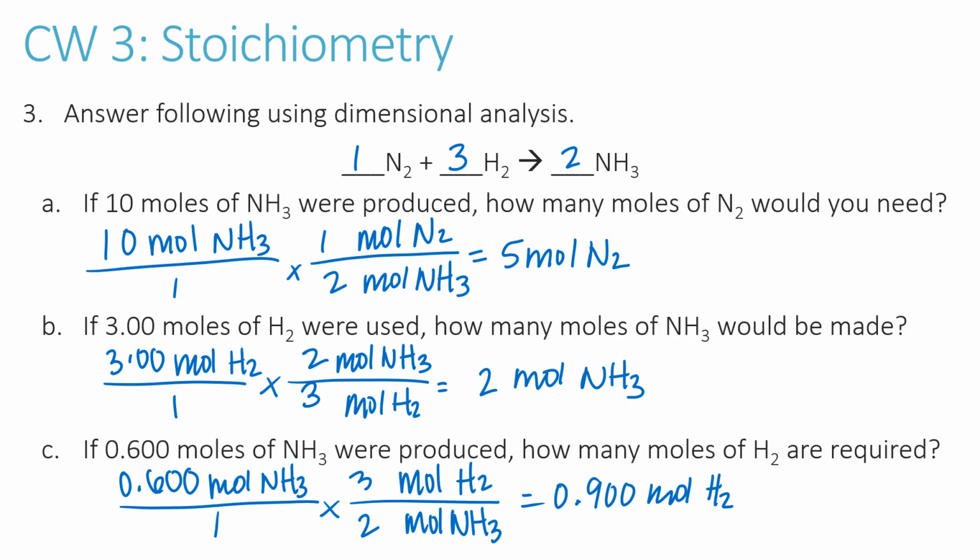So all of these questions are really about, if you start with a certain amount of ingredients, how much product can you make? How much of the excess reactants are going to be left over? So really, stoichiometry is just about how much can be used, how much can be formed, and how much is left over during a chemical reaction.